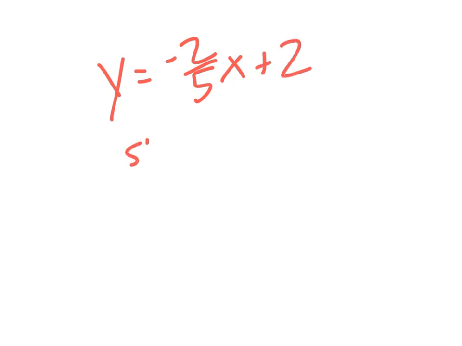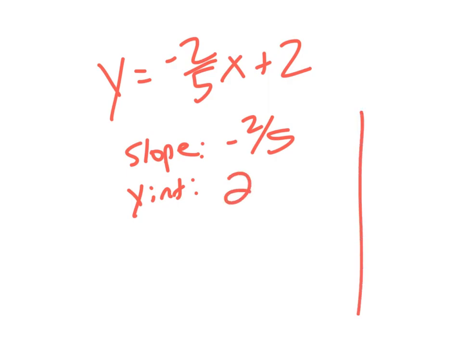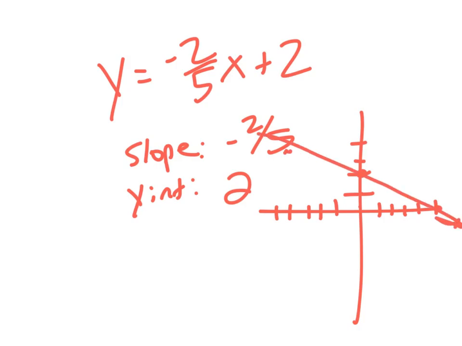The final 2 problems are given to you in slope-intercept form like this, and it asks you what the slope is and what the y-intercept is. In this case, the slope is negative 2/5 and the y-intercept is 2, and then to graph that we would go up 2 and put a point, and then down 2 over 5, or up 2 to the left 5. We have a line like that.